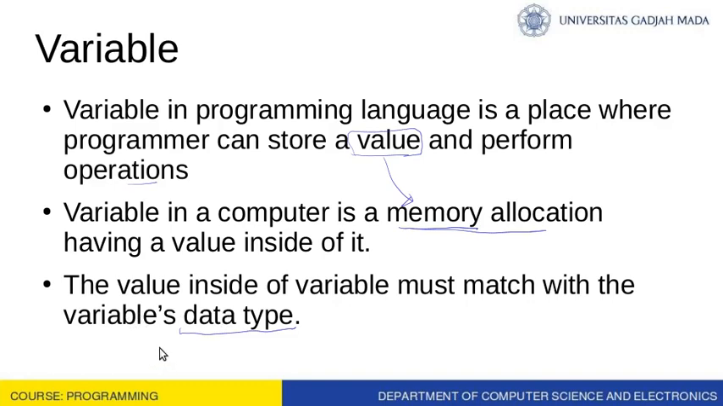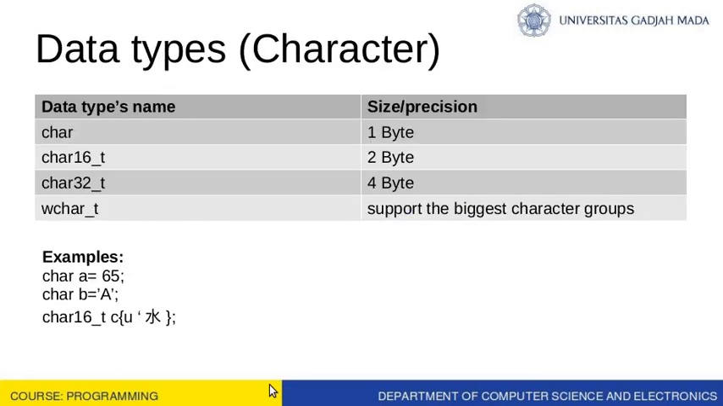So two terms that you have to remember in programming are variable, and the second is data type. So let us see here. The first data type that we want to learn is character. The first data type is char. This is the name of the data type. And char has 1 byte memory allocation.